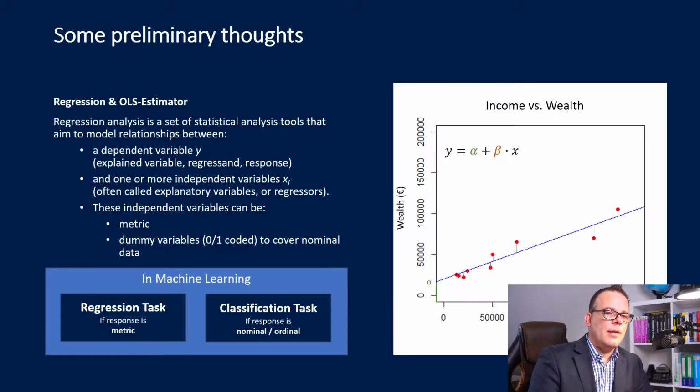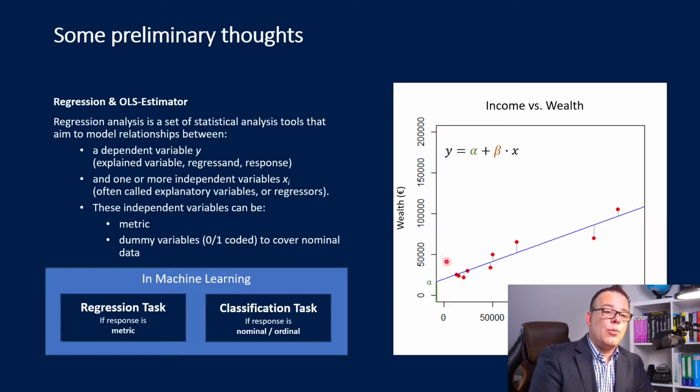So maybe if we assume that we have values for alpha and beta, and if we assume that we have an income of 100,000 euro, we can simply input the income here and calculate alpha, which might be some kind of 30,000 here or 20,000, plus the slope times the income of 100,000, and we will have, let's say, an educated guess for the wealth, an estimation. So this is what we're aiming for.